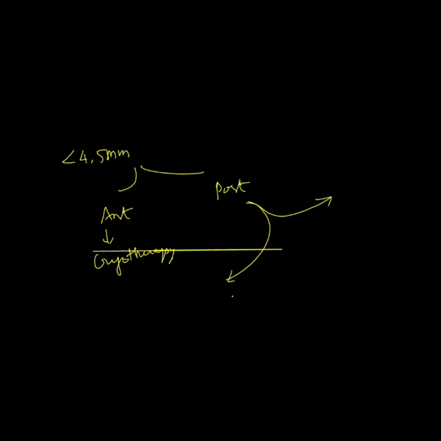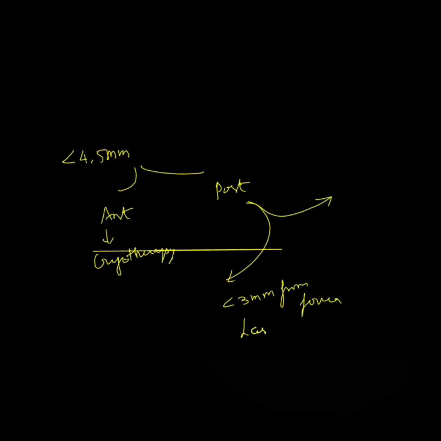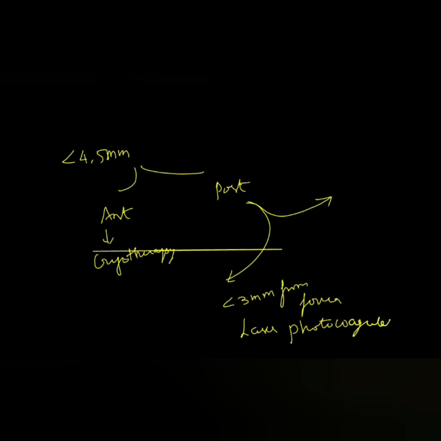So in posterior, how much from the macula or from the fovea. When it is less than 3 mm from the fovea, then you can go for laser photocoagulation. When it is posterior but away from the macula, then you have to go for thermotherapy.